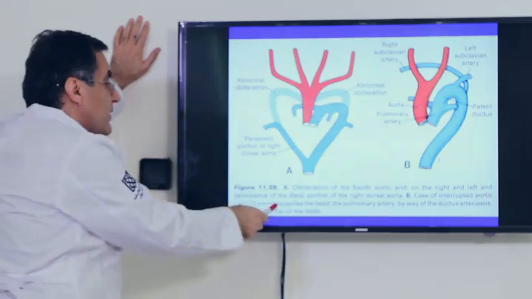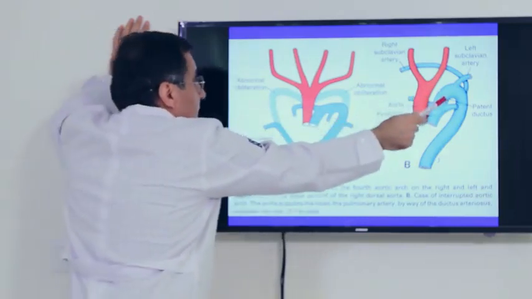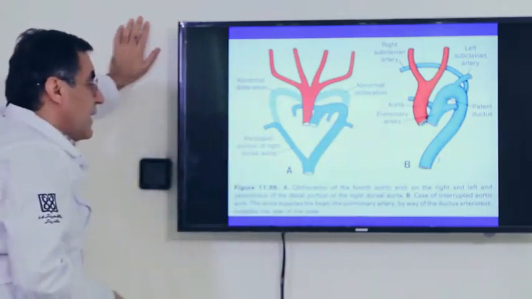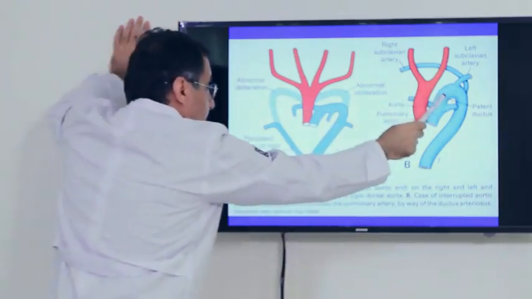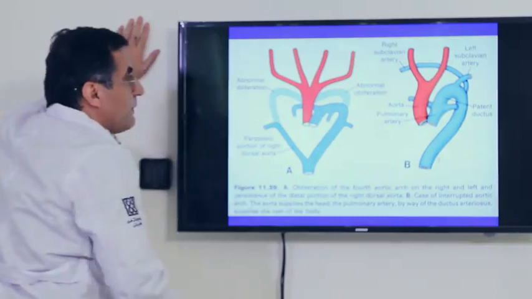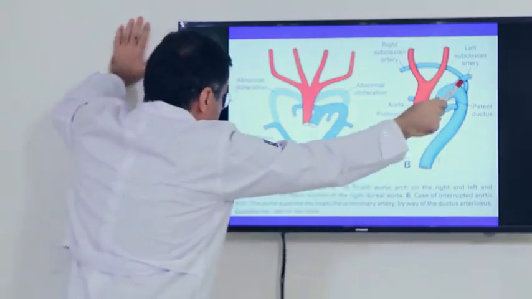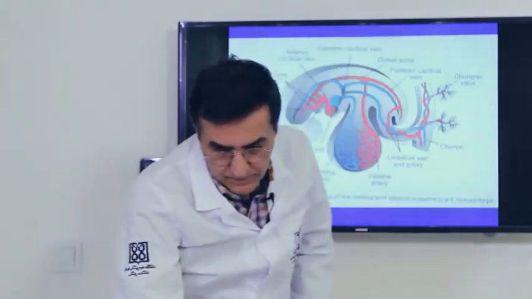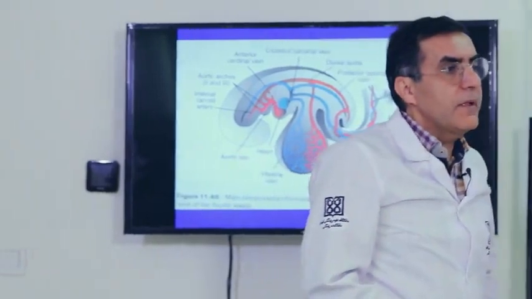The aorta supplies the head, this one. The pulmonary artery, by way of the ductus arteriosus, supplies the rest of the body. Okay, that's all. This is the development of the artery.